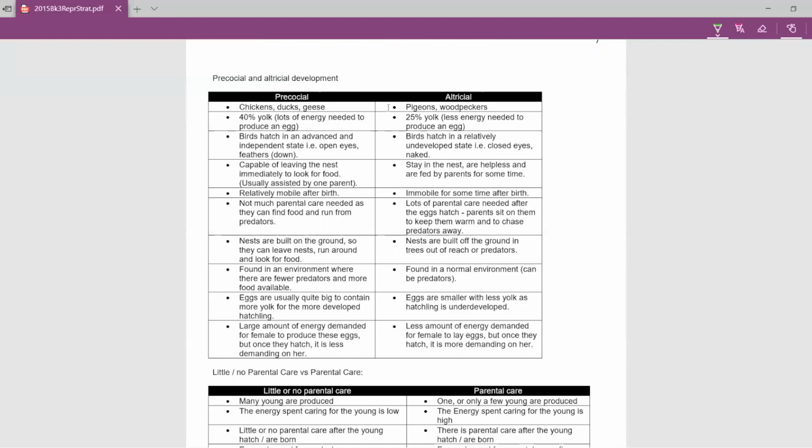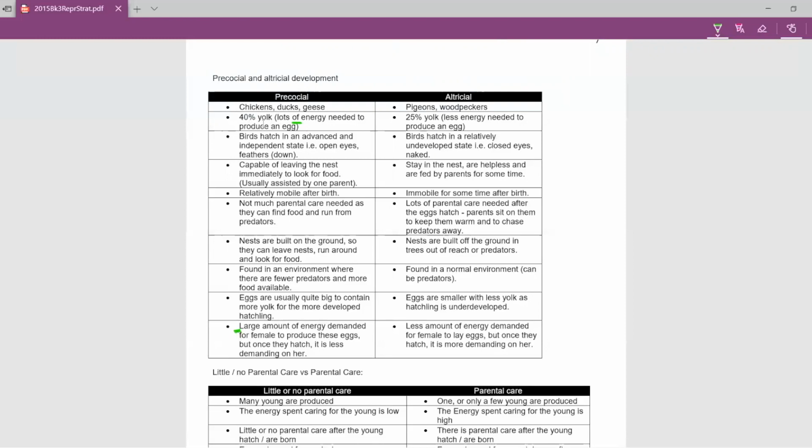So don't be scared in your matric exam if they apply to any organism. Here they say chicken, ducks, geese for precocial, and altricial, pigeons and woodpeckers. Now precocial, we'll do precocial first. 40% of the yolk is formed in the egg. So for this female to produce a layer egg with 40% of yolk, it takes a lot of energy. So it's a large amount of energy needed for the female to produce a large amount of yolk.